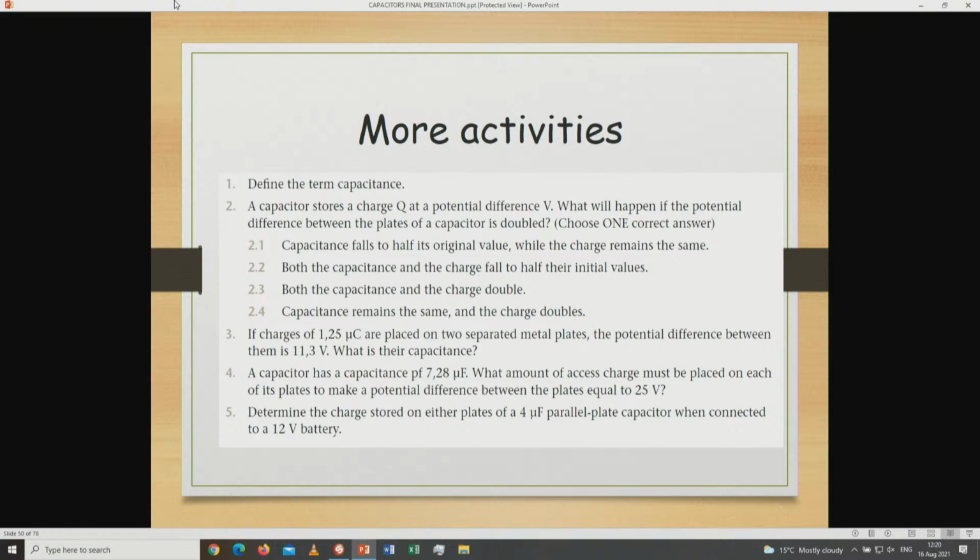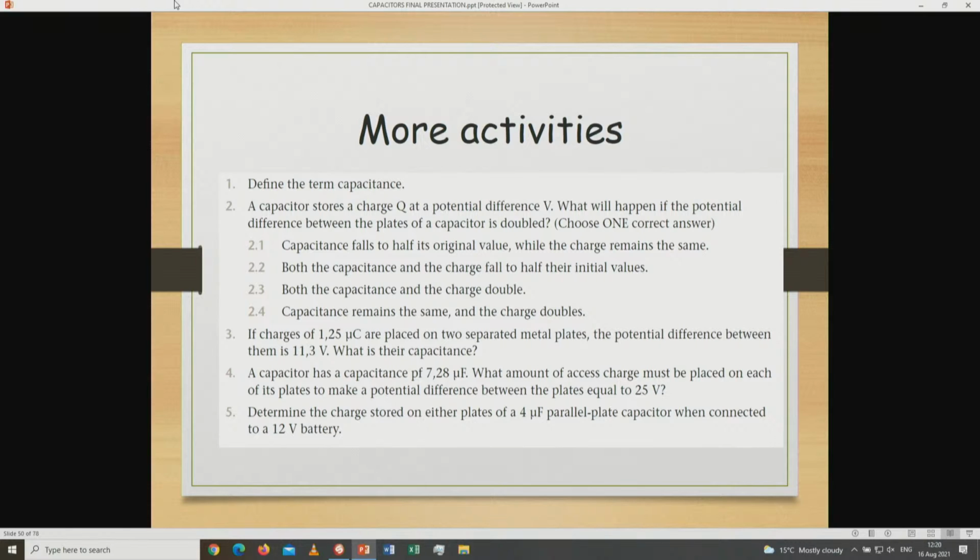Now we have a question. A capacitor stores a charge Q at a potential difference V. What will happen if the potential difference between the plates of the capacitor is doubled? Possible answers: capacitance falls to half of its original value while the charge remains the same; both capacitance and the charge fall to half their initial values; both capacitance and the charge double; capacitance remains the same, and the charge doubles.